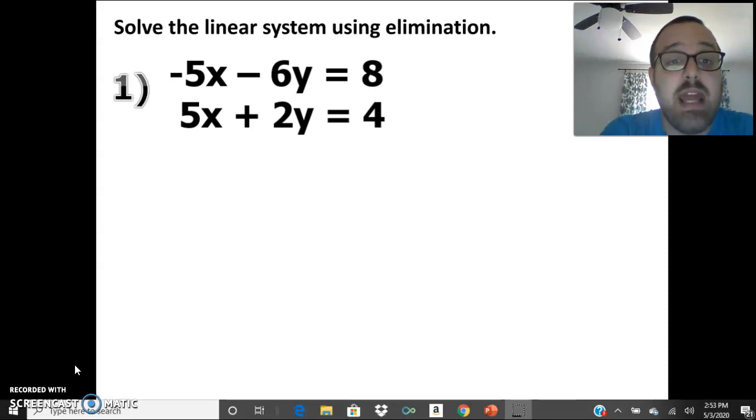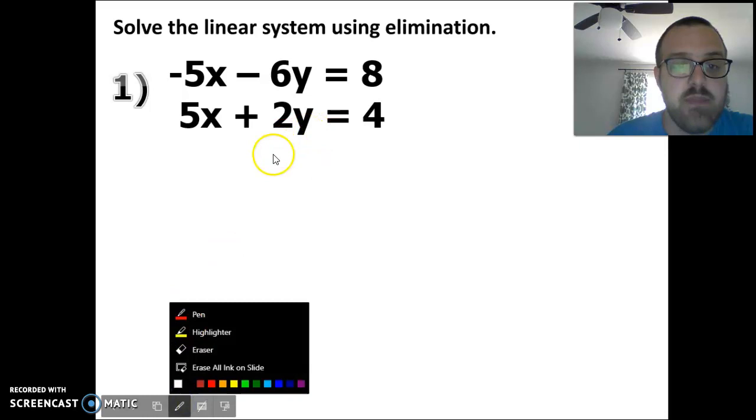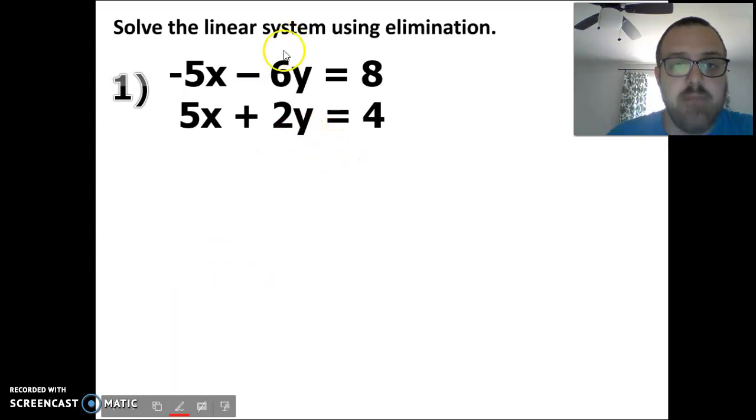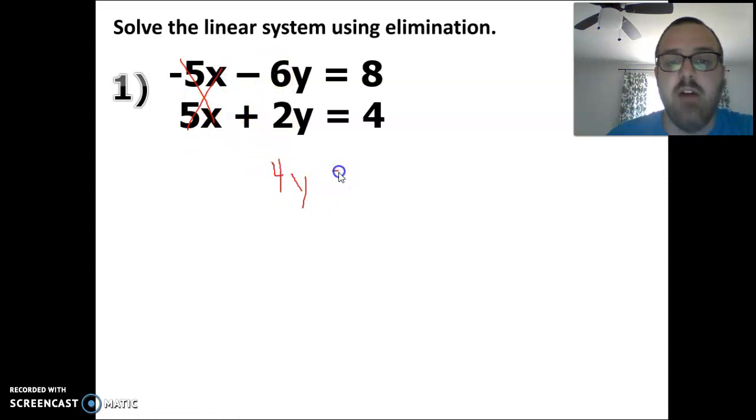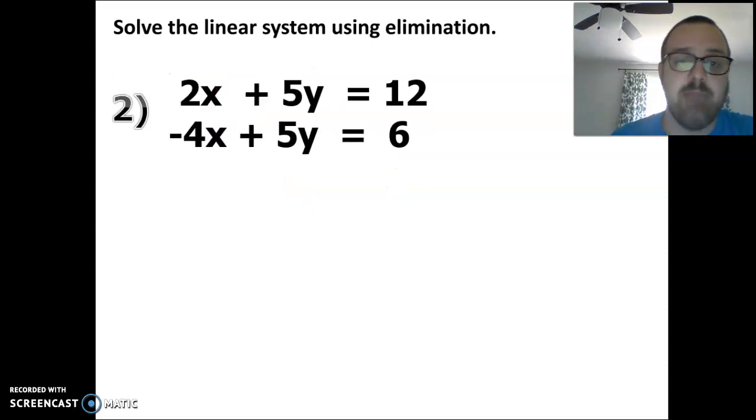If it was me, I would choose to add them together. You'll notice how we have a -5 and a 5x. So when I add those together, that will make my x's cancel out. And I'll actually end up getting, if I can switch this to a pen, 4y equals 12, and I can go on my merry way solving that, okay? So that's kind of what we're looking for when we look at these elimination problems, how are we going to approach them?